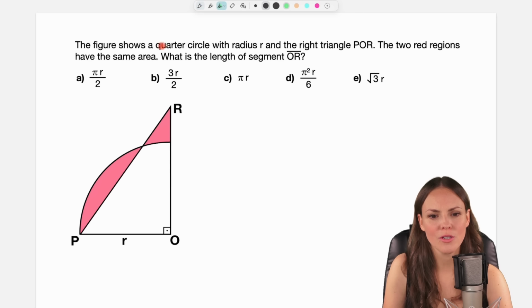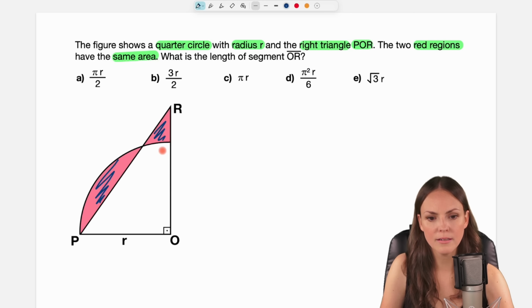The figure shows a quarter circle with radius r and the right triangle POR. We can see the quarter circle here with radius r and the triangle POR here, which is a right triangle. The two red regions have the same area. What is the length of segment OR? So we have to find this length here. We are given some possible answers here.